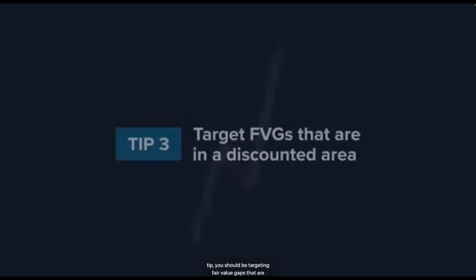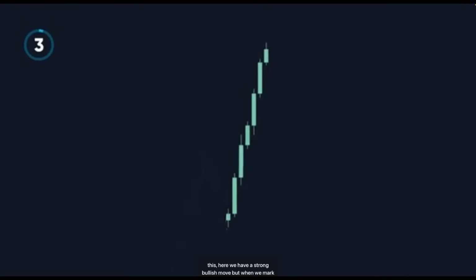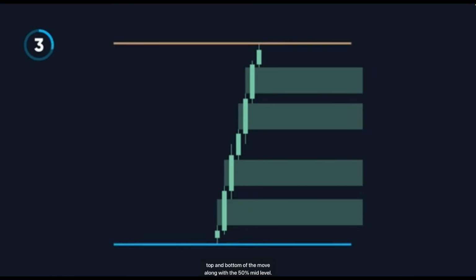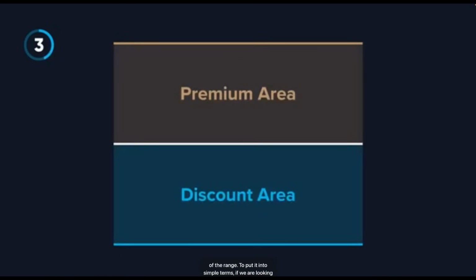For our next tip, you should be targeting fair value gaps that are created within a discounted area. To give an example of this, here we have a strong bullish move, but when we mark out the fair value gaps, we have a few to choose from. So the question is, which ones should we be targeting for our trades? Well, the first thing we should do is mark out the top and bottom of the move, along with the 50% mid-level. This will give us what we call the premium and discount areas of the range. To put it in simple terms, if we are looking for a long trade, setups found within the discount area will always be the strongest.